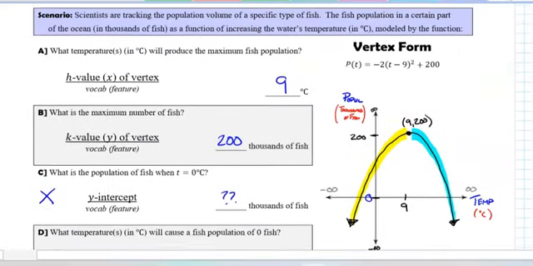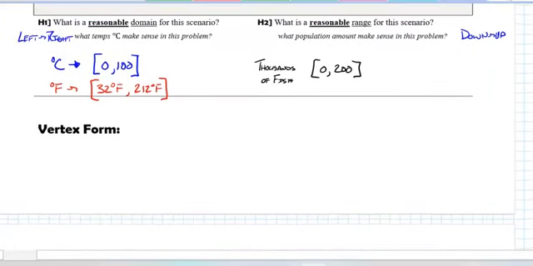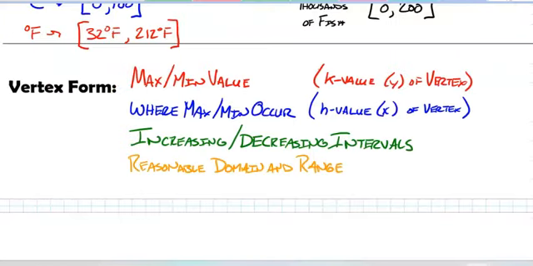Well, looking back at all the key features that we were able to pull out of vertex form, we can see that vertex form can provide us a maximum or minimum value, the k value or the y-coordinate of the vertex, where the maximum or minimum occurs, which is the h value or x-coordinate of the vertex. We can determine increasing and decreasing intervals, as well as think about a reasonable domain and range for our scenario.